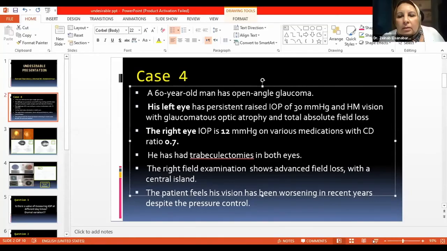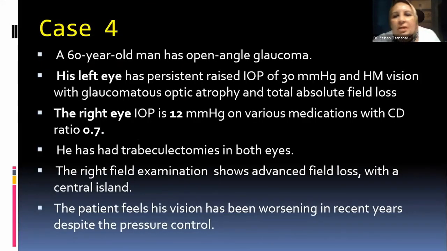Okay, finally, and I think all are tired now, but we will talk about the undesirable presentation of advanced glaucoma. Ahmed, I have a 60 years old man who has open angle glaucoma. His left eye has persistent raised IOP of 30 millimeters of mercury and hand motion vision with glaucomatous optic atrophy and total absolute field loss. I'm talking now about his right eye.